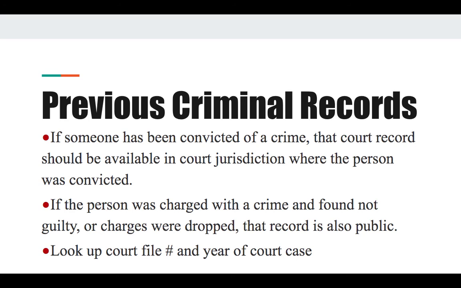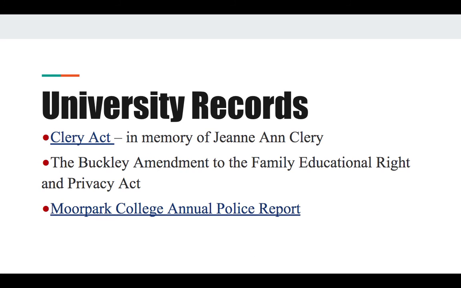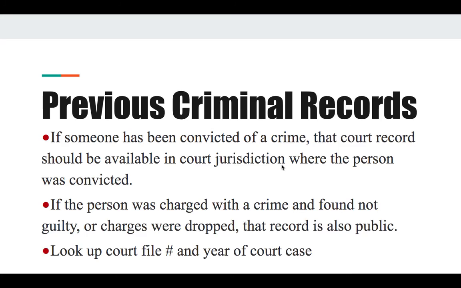So, previous criminal records. If somebody has been convicted of a crime, that court record should be available in the court jurisdiction where the person was convicted. If the person was charged with a crime and found not guilty, or if the charges were dropped, that record is also public. What you will do is look up the court file number and the year of the court case, and you can look these up through the actual courts, or through the criminal records.